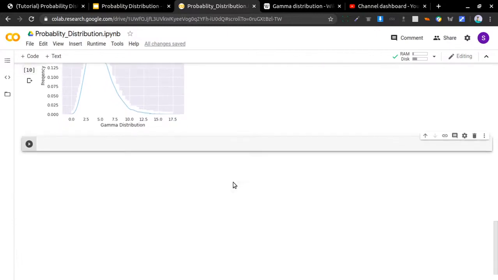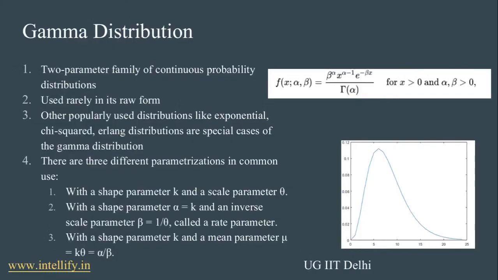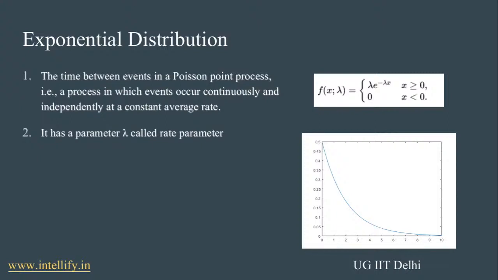Okay, so moving towards the next part, exponential distribution. As the name itself suggests, it is exponential, right? So let's revise it. Exponential distribution describes the time between events in a Poisson point process. So what is a Poisson point process? It is a process in which events occur continuously and independently at a constant average rate. It has the parameter lambda, called the rate parameter.